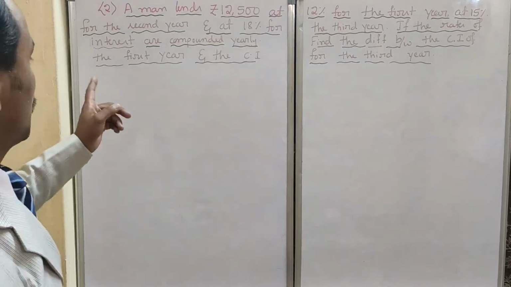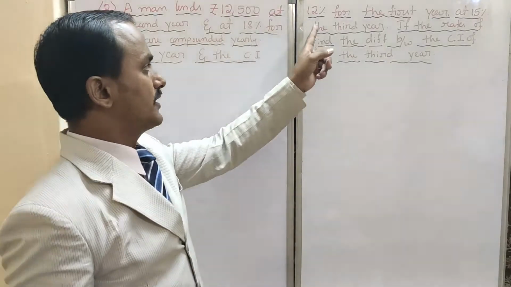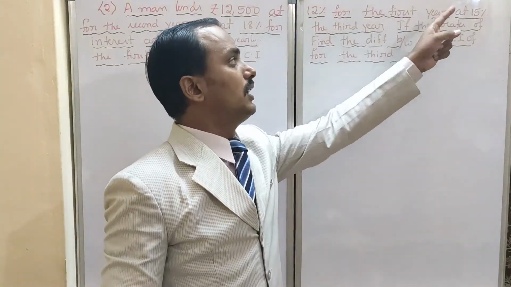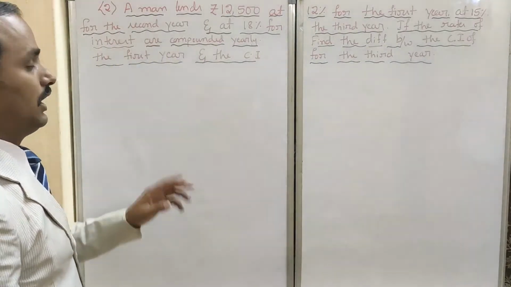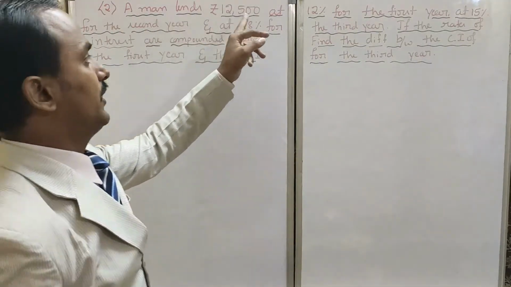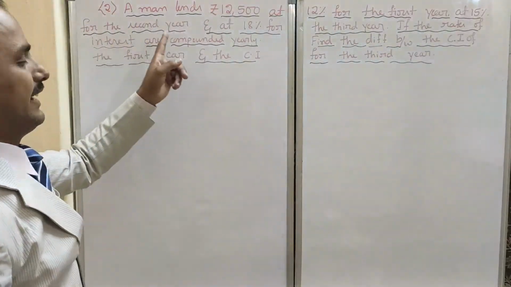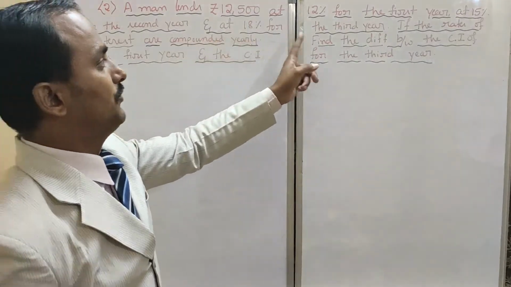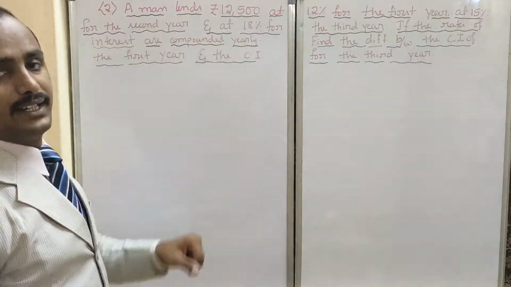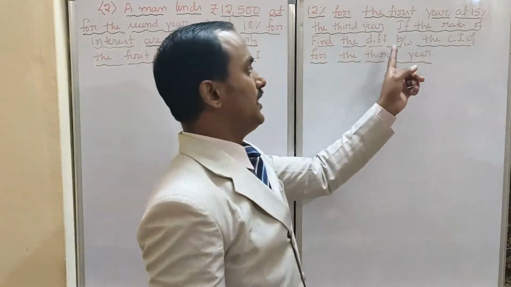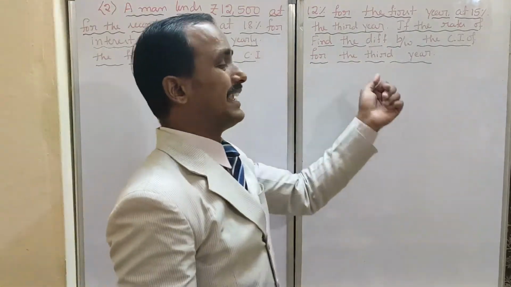I will read the second question, dear children. A man lends rupees 12,500 at 12% for the first year, at 15% for the second year, and 18% for the third year, if the rates of interest are compounded yearly. Find the difference between the compound interest of the first year and the compound interest for the second year.